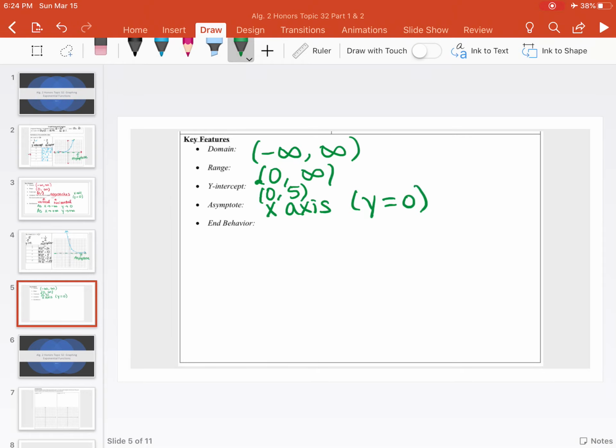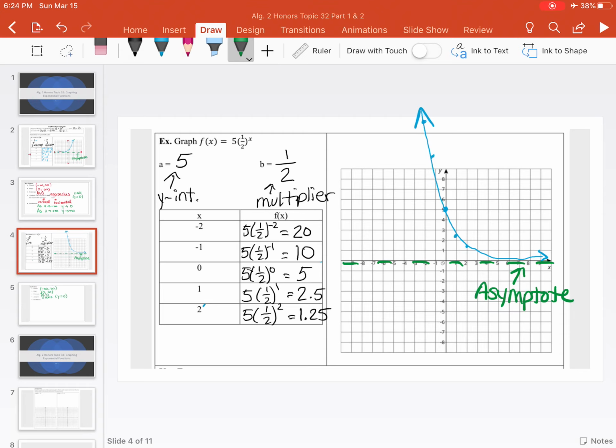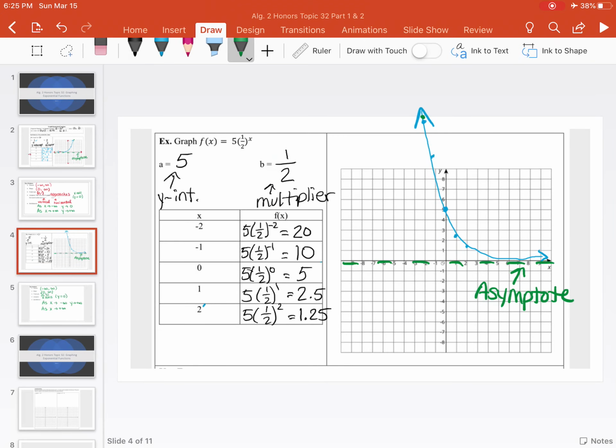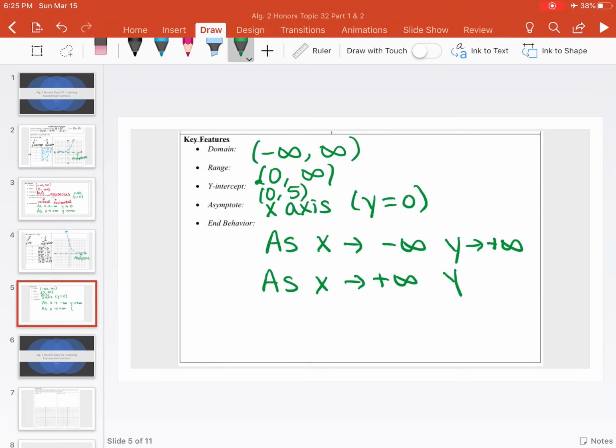And our end behavior, as x goes to -infinity, y goes to +infinity, keeps going up and up and up. And as x goes to +infinity, as x keeps getting bigger and bigger, y keeps approaching 0. So y approaches 0. And there you have it. Those are our first two problems with graphing exponential functions.